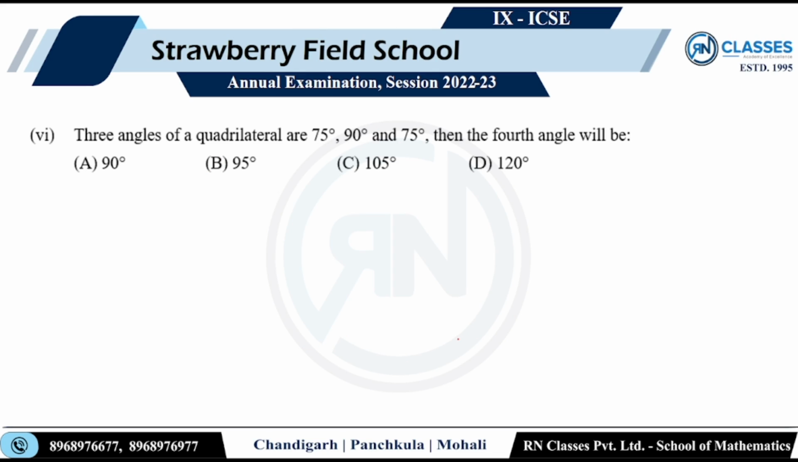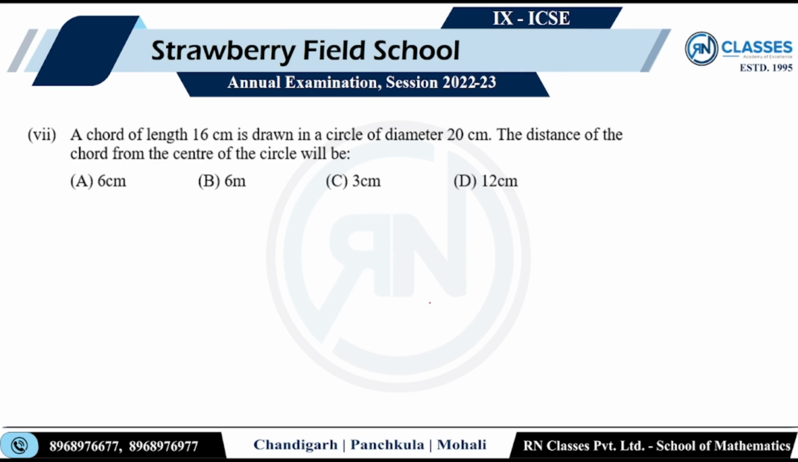Sixth part. Three angles of a quadrilateral are 75, 90 and 75. The fourth angle will be, okay, the fourth angle. By the angle sum property, it will be equal to 360. So 75 plus 75 is 150, plus 90 is 240, plus x gives you 360. So x will give you 120. D part, right choice.